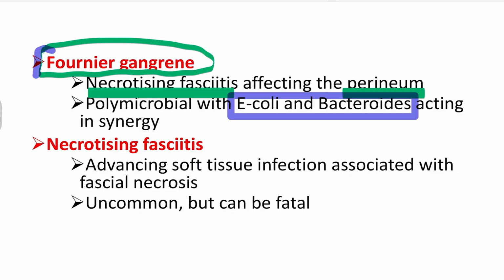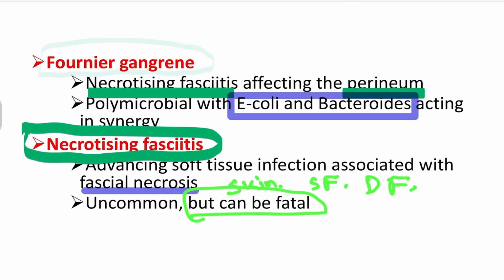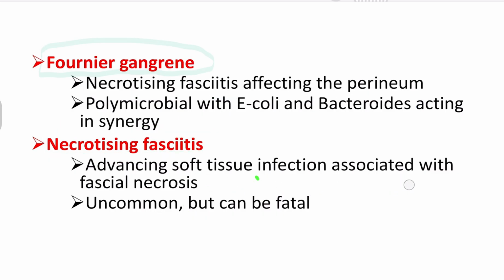Now see necrotizing fasciitis. So what is necrotizing fasciitis? Necrotizing fasciitis is an advanced soft tissue infection associated with fascial necrosis. That means it involves skin, superficial fascia, deep fascia, but not the muscle layer. It is uncommon but can be fatal. That means Fournier's gangrene and necrotizing fasciitis are not common but they are very fatal.